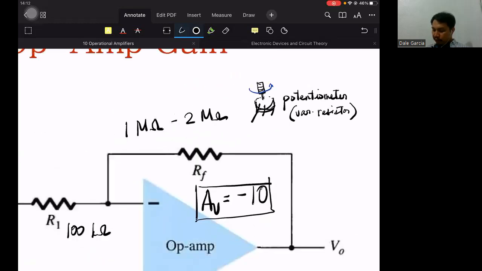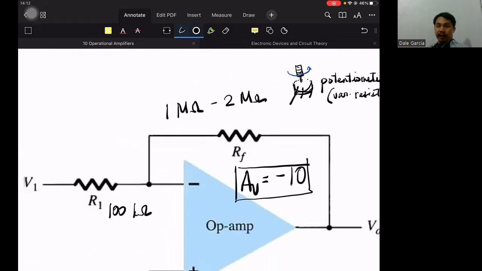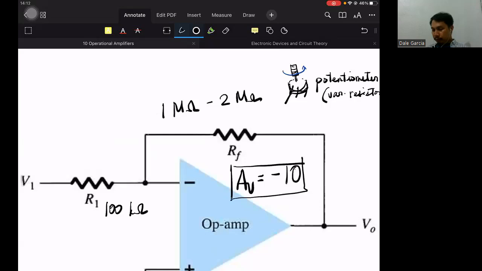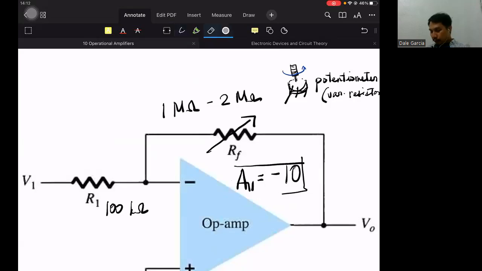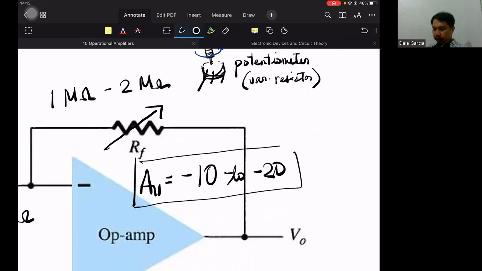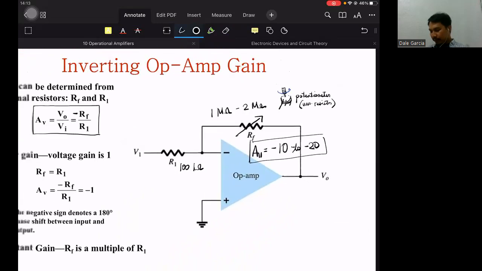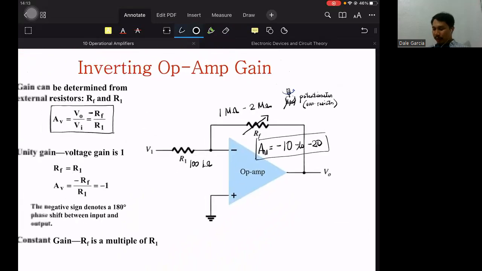So if the potentiometer, our RF or feedback resistor, varies in value from 1 mega ohm to 2 mega ohms, we can vary our gain. So it can be a variable gain from 10 to 20 again. Right? That's how we compute the gain.